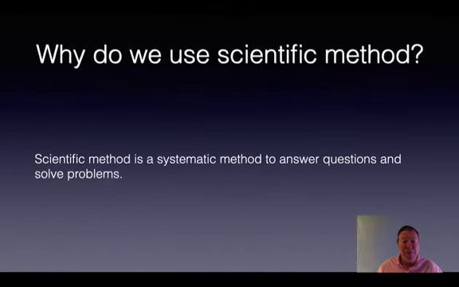First of all, why do we use it? Because it's basically a system that we can use to answer questions and solve problems. The thing about it is we use it all the time. We use it when you're working on mechanical things or trying to solve a problem. When you play video games, you use it all the time. And today we're going to use it to bake.